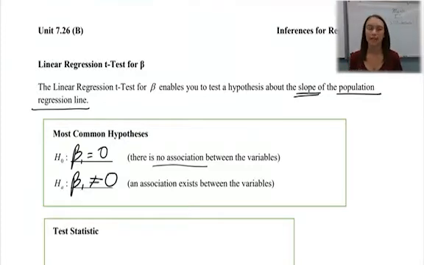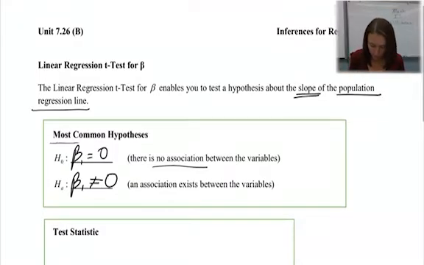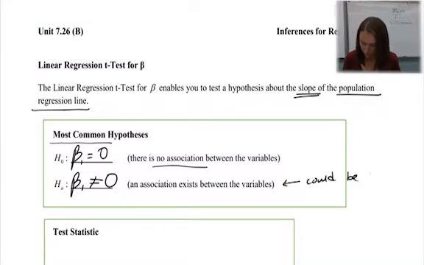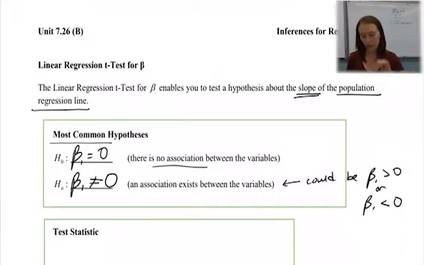So sometimes it'll ask you specifically if there's a positive association or a negative association. Then remember, these are just the most common. These aren't the only possibilities. Our alternate hypothesis could be beta sub 1 greater than 0 or beta sub 1 less than 0. So we do see those sometimes, but only if the problem specifically asks you to test for a positive association or a negative association. A lot of the times they'll just ask if there is an association or if an association exists.